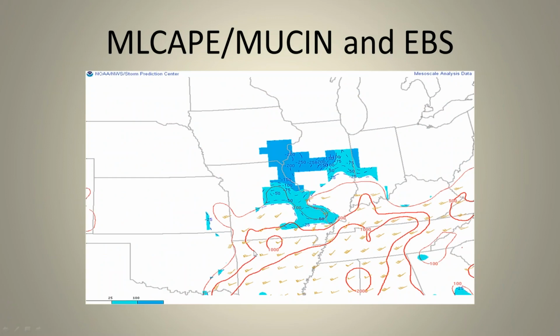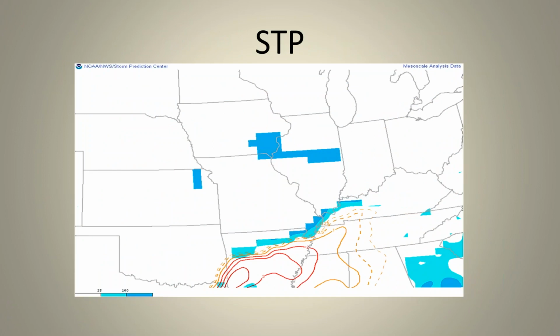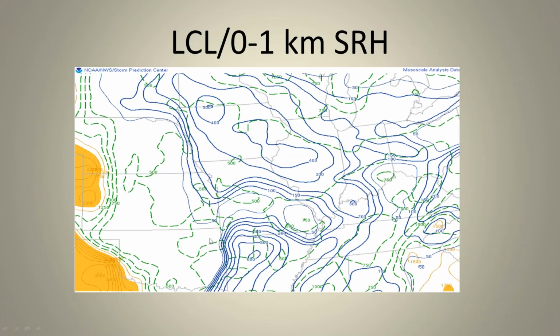ML CAPE, MU CIN, and effective bulk shear are displayed on this product. Significant tornado potential: STP indicates areas greater than 1 extending west of the Mississippi River, West Tennessee, back into Arkansas especially. The further east you go, the values really drop off. LCL height, then 0 to 1 kilometer SRH. Again, higher values back to the west, just to the south of the surface low in Arkansas.